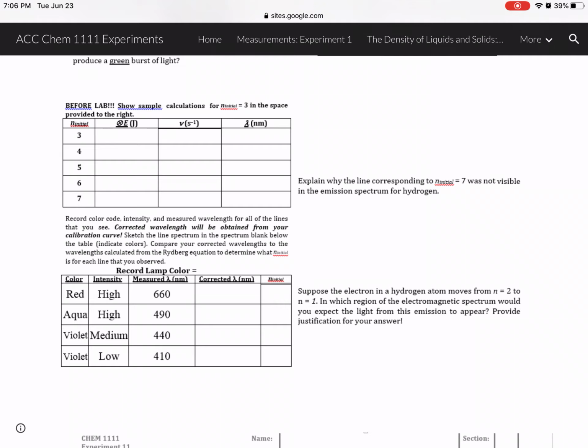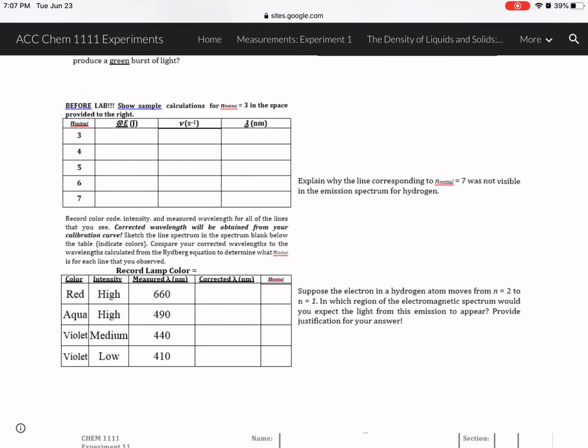You don't have to sketch that, that's okay. And then, okay, so now you are given these values for the measured wavelength for the hydrogen spectrum. Red 660, aqua 490, violet 440, another violet one at 410. And for those ones, what are the corrected wavelengths? So how do you get this corrected wavelength?